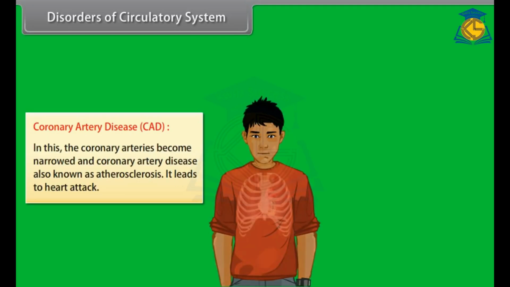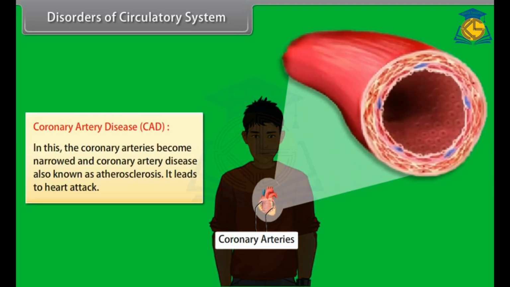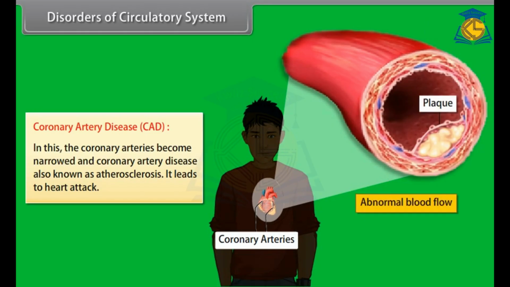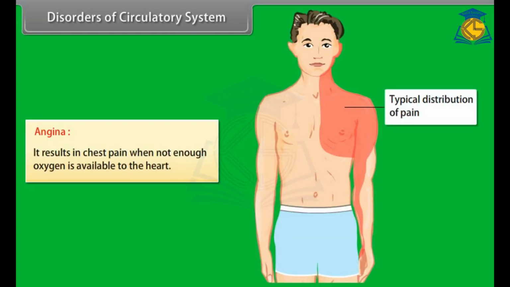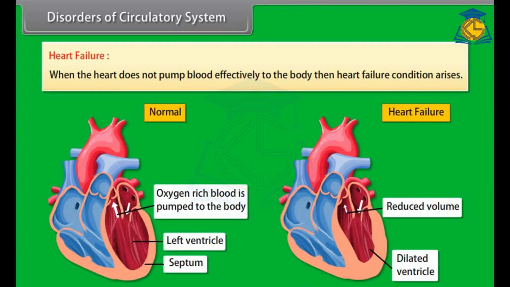Coronary artery disease or CAD. In this, the coronary arteries become narrowed, a condition also known as atherosclerosis. It leads to heart attack. Angina results in chest pain when not enough oxygen is available to the heart. When the heart does not pump blood effectively to the body, the heart failure condition arises.